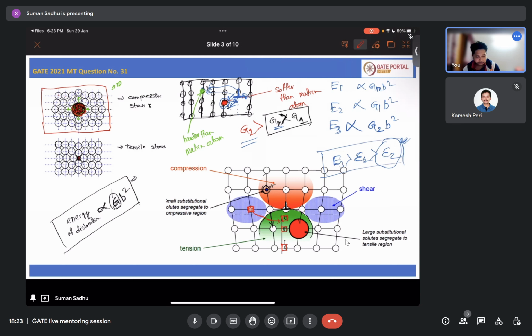So it will try to go to the location where you have the extra half plane of atoms, which is the compressive region of your edge dislocation, not the tensile region. Because at the tensile region, you already have vacant spots, there are no atoms there. So whenever you have a vacancy, it will try to go to the top part of your edge dislocation, which is under compression.